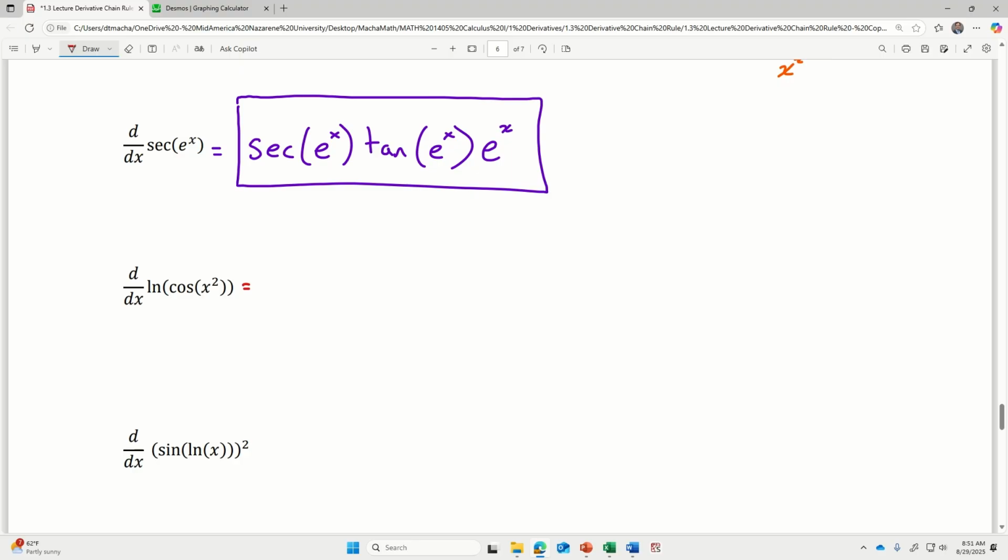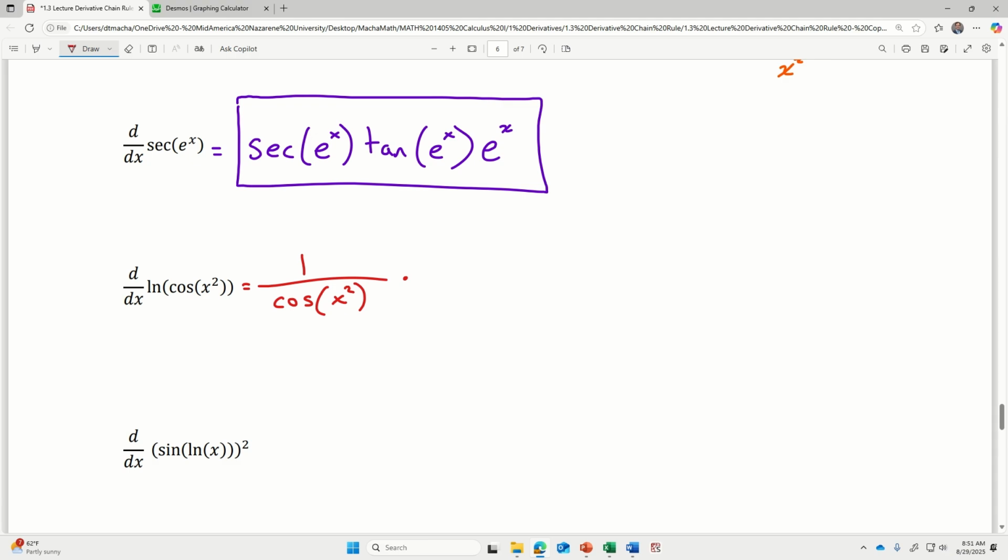And so the first thing we do is we're going to take the derivative of the outside function. The outside function is natural log. And so this derivative is going to be 1 over all of the stuff on the inside of the natural log. Does that make sense? That's the derivative of the outside. Then we multiply times the derivative of that middle layer. And that middle layer is cosine.